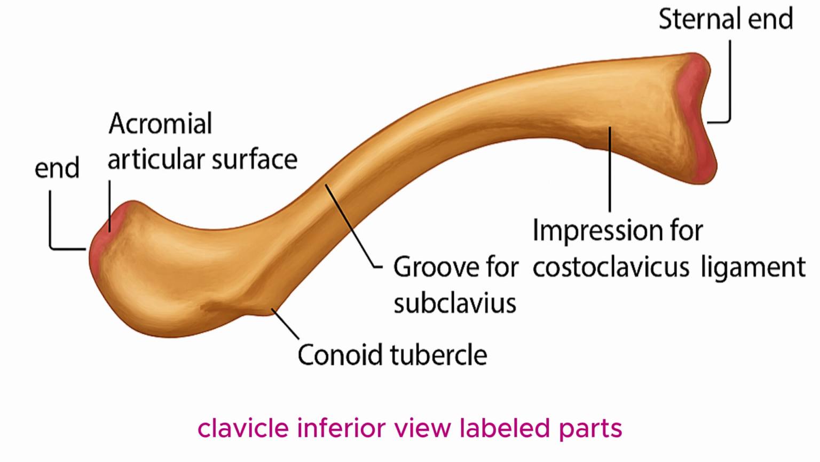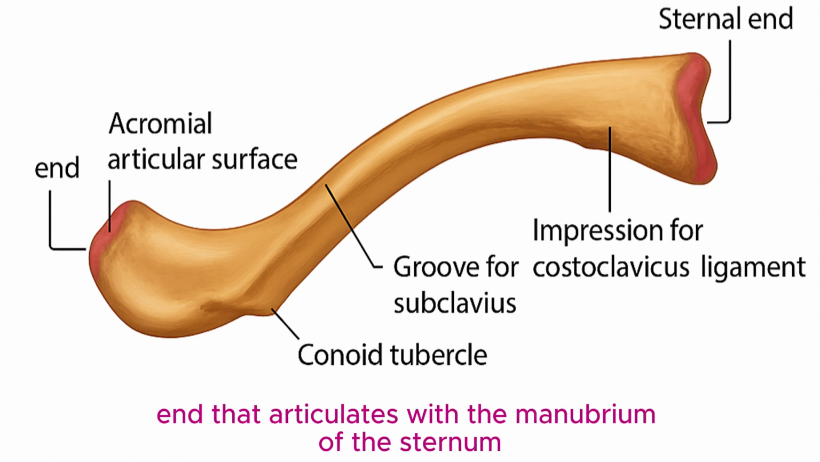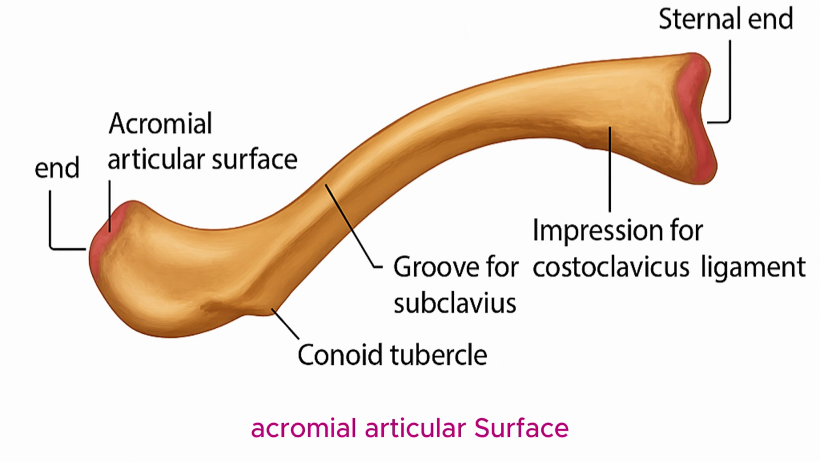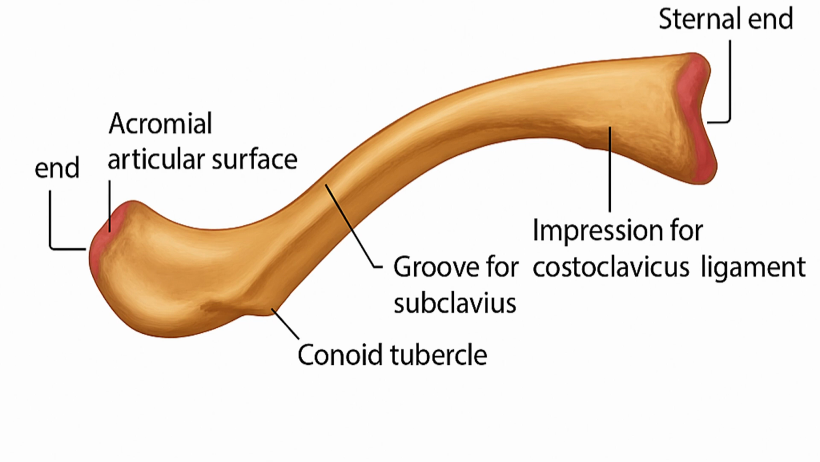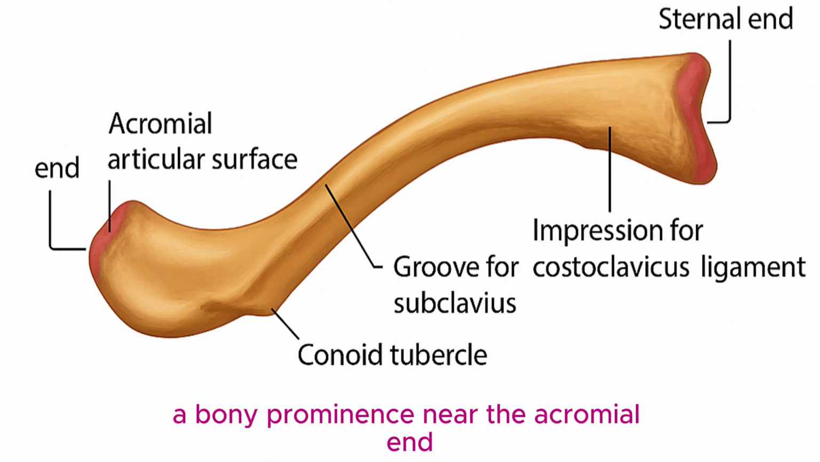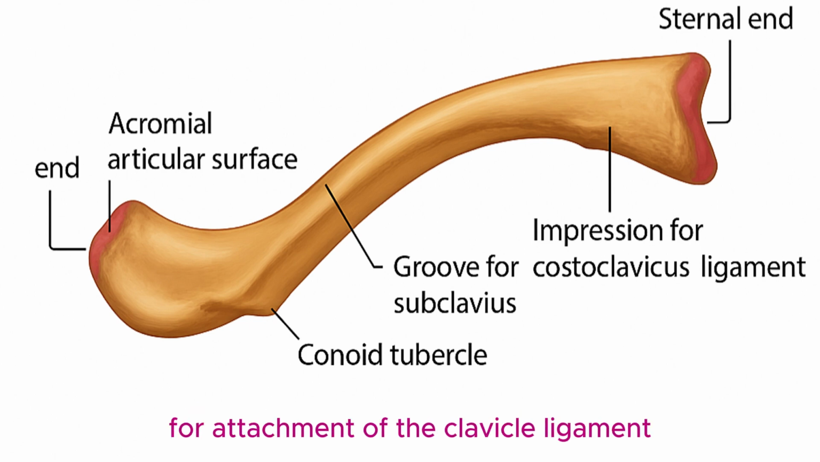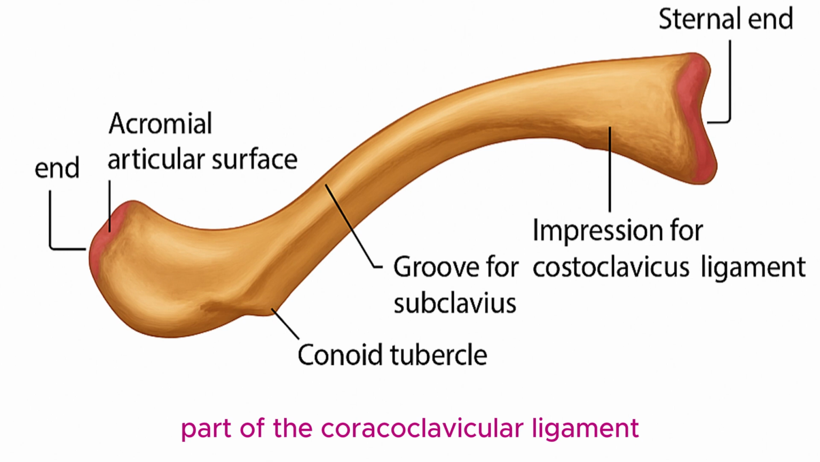Clavicle, inferior view, labeled parts. Sternal end: the medial end that articulates with the manubrium of the sternum. Acromial articular surface: the lateral end that articulates with the acromion of the scapula. Conoid tubercle: a bony prominence near the acromial end for attachment of the conoid ligament, part of the corticoclavicular ligament.